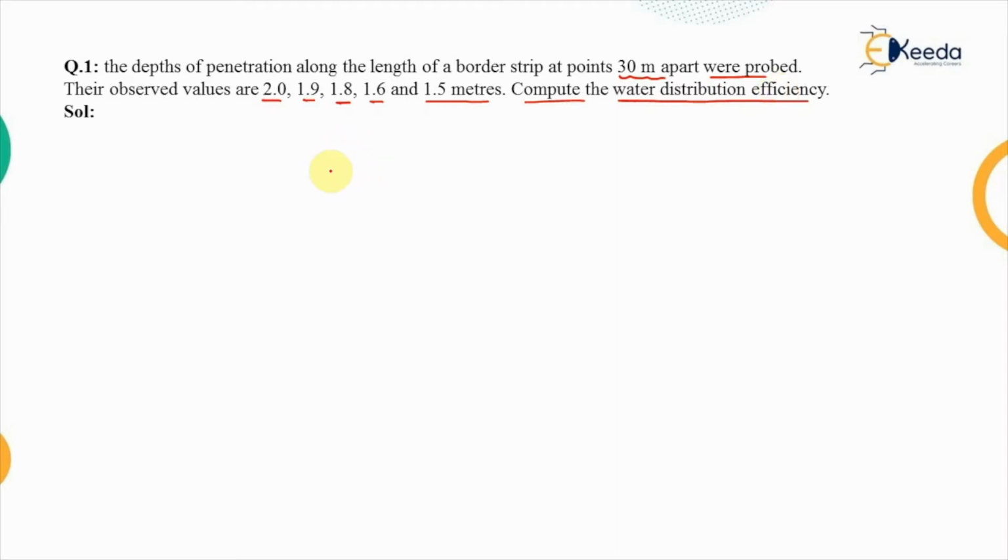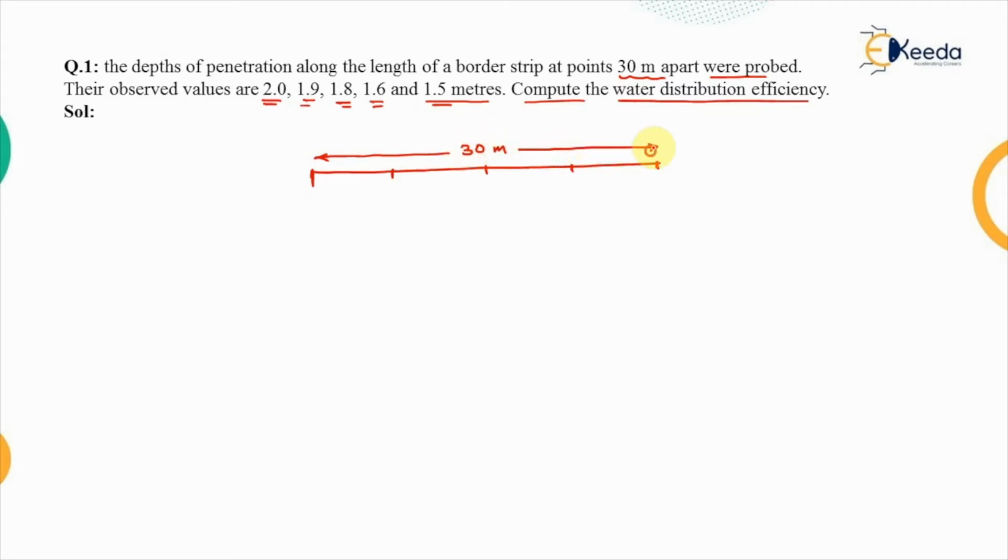So let's say this is a border strip that I'm drawing, at which there are different points. In total we have been given 1, 2, 3, 4 and 5 points. So this is the first point, then the second, third, fourth, and this is the fifth one. The distance between the first and the fifth point has been given as 30 meters for this border strip.